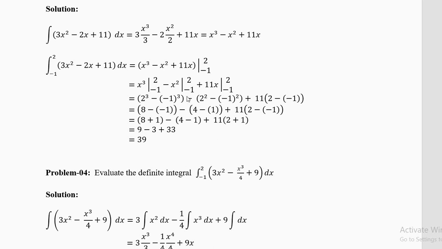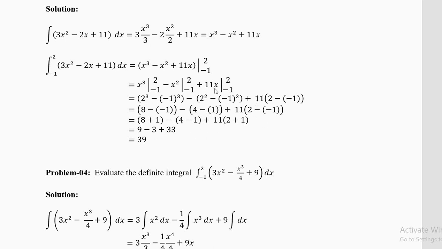Now next one is minus x², from −1 to 2. 2² minus (−1)². (−1)² is plus 1. 4 minus 1 is 3. And open the bracket, you will get minus 3. There is a minus sitting outside, so it becomes minus 3.